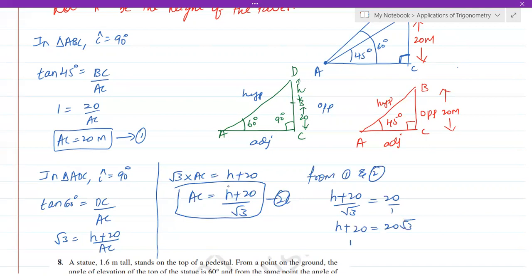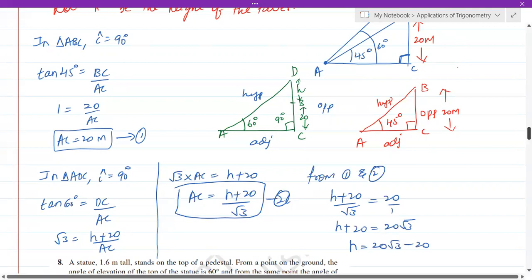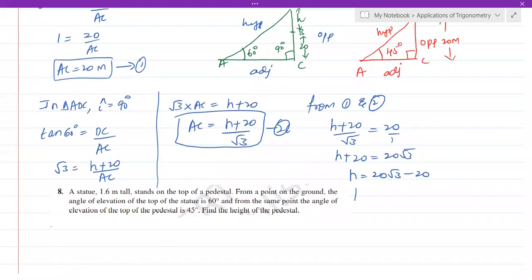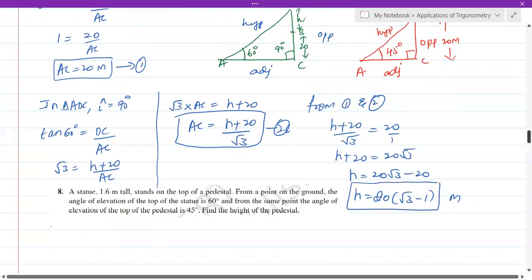Now we need the H value. We don't need this 20, so send it the other side. So 20 root 3 minus 20. You cannot subtract 20 root 3 and 20 because one is irrational, the other one is rational. What you can do here is take 20 as common. If you take 20 as common, what is left out? Root 3 minus 1 meters. Therefore, the height of the tower is 20 into root 3 minus 1 meters.